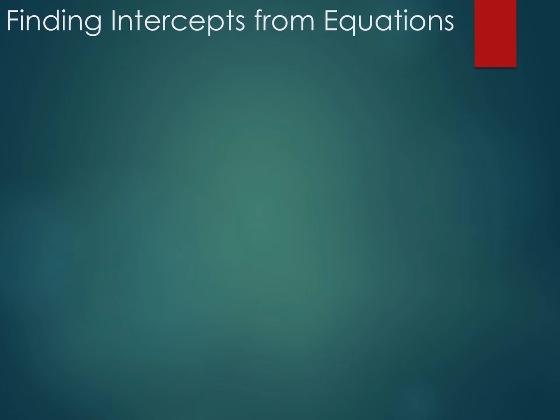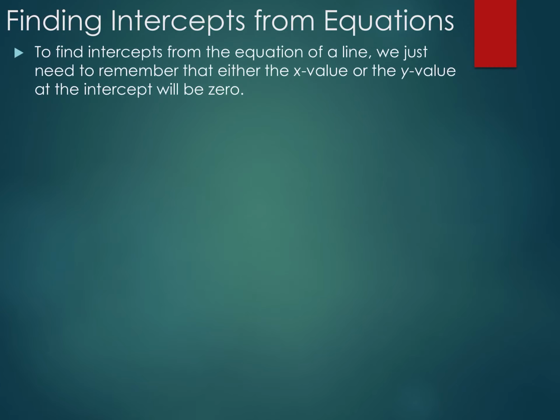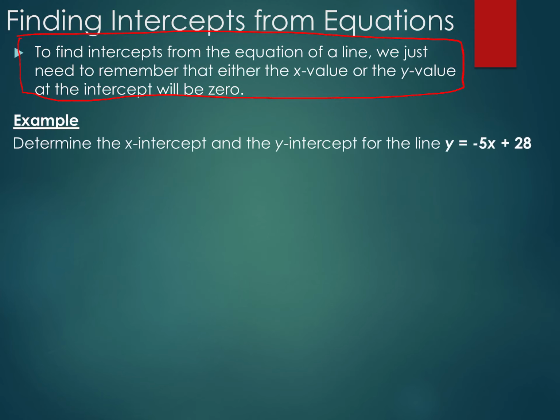Now, finding intercepts from equations. This is the part that's a little more difficult, and so we dedicate a whole other lesson to it, but I just want to introduce it here. If you want to find an intercept from an equation, we just need to remember that either the x value or the y value at the intercept will be 0. That gets a big box because I know what's coming in grade 10, 11, and 12, that sentence is going to come up a lot. Not that it's that difficult. It's not that big a deal, really, but it's important.